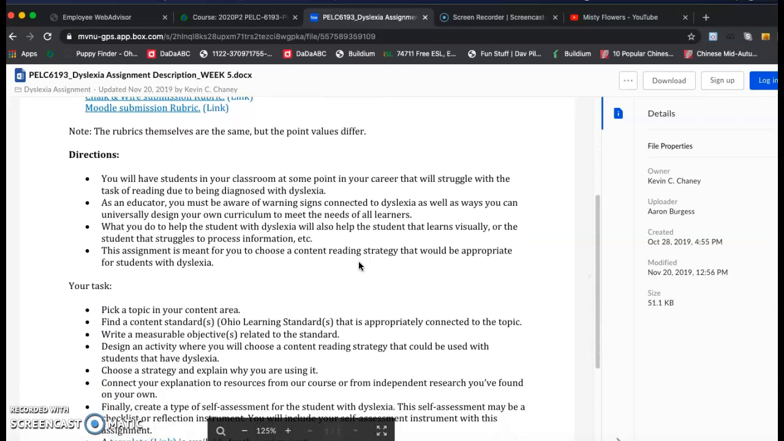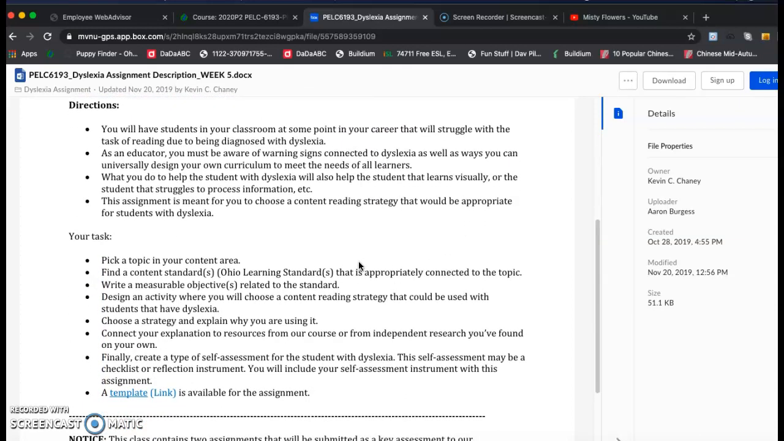Okay, we all know that we're going to have students in our classes that struggle with the task of reading due to dyslexia. We as educators have to be aware of the warning signs as well as ways that we can universally design curriculum to meet the needs of all the learners in our classes. What you do to help a student with dyslexia will also help other students that learn visually, or students that struggle, or students that process information differently. It's going to help everyone.